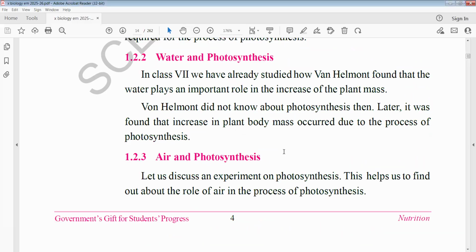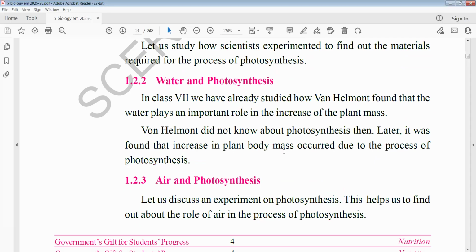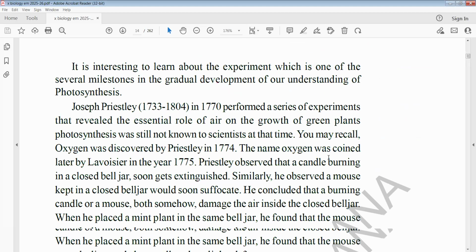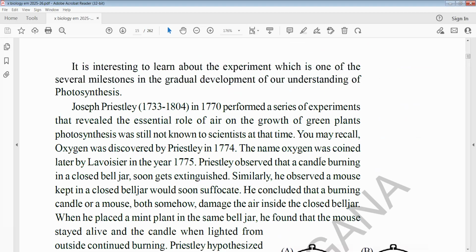And air, you know that air is a composition of several gases, carbon dioxide, oxygen. So these should play a major role. If there is more carbon dioxide, the rate of photosynthesis also increases, so air should also play a major role. But here it is important that during photosynthesis, oxygen is liberated.